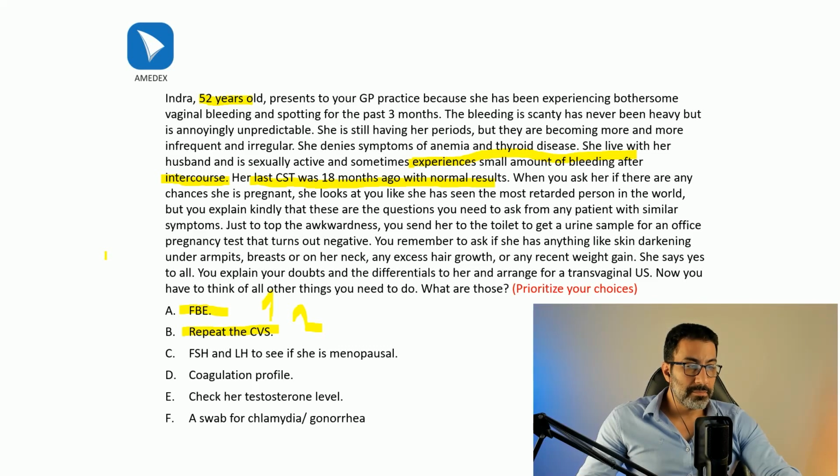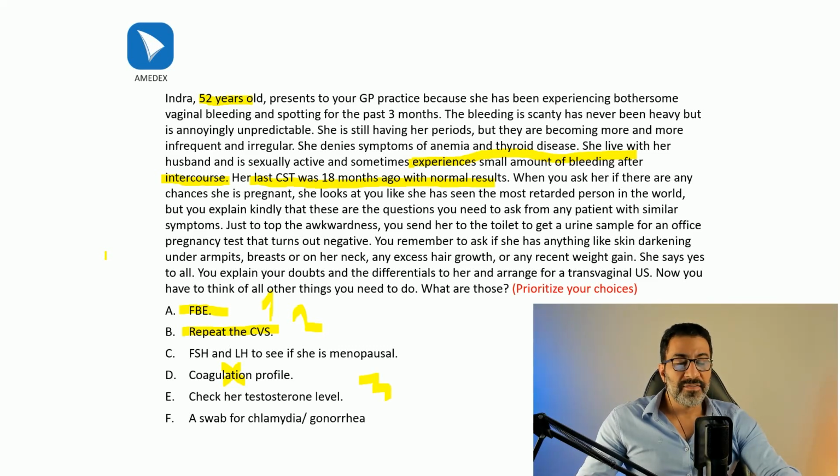Coagulation profile? No, because she denies any bleeding, any symptoms, and there is no mention of such concern in the scenario. Check her testosterone level? Yes, why not? She's having symptoms of polycystic ovarian syndrome. We do the transvaginal ultrasound. We may or may not find polycystic ovaries, which can be a diagnostic criterion. The other thing we need in order to make a certain diagnosis is elevated testosterone levels. So this is an important thing to do.